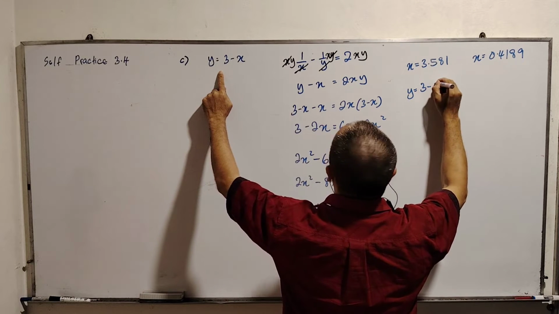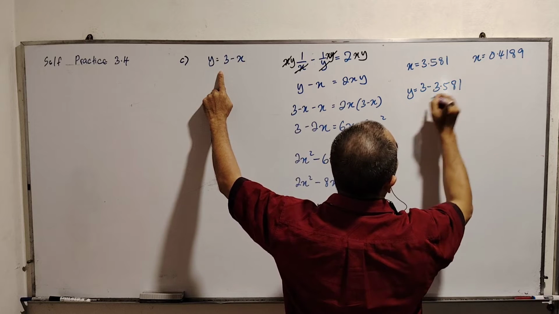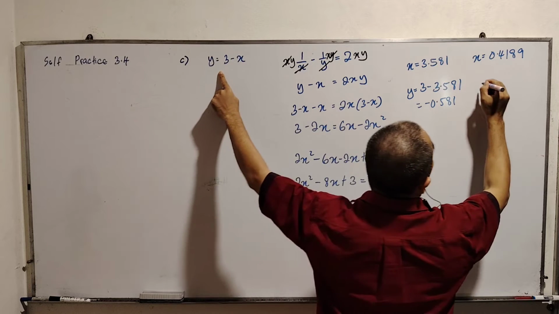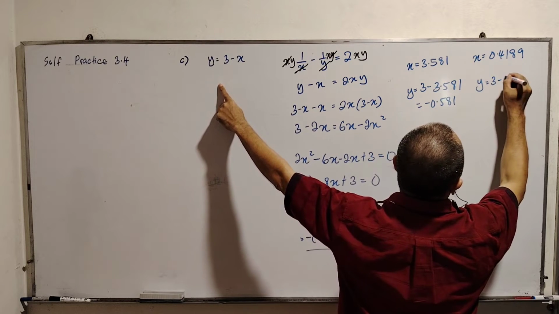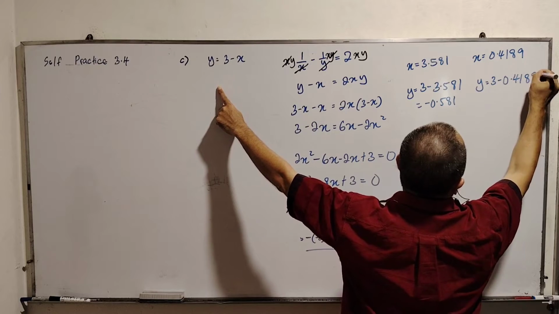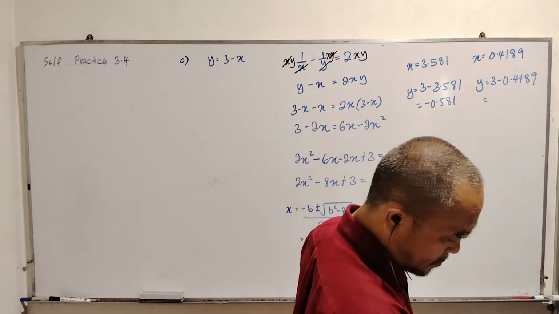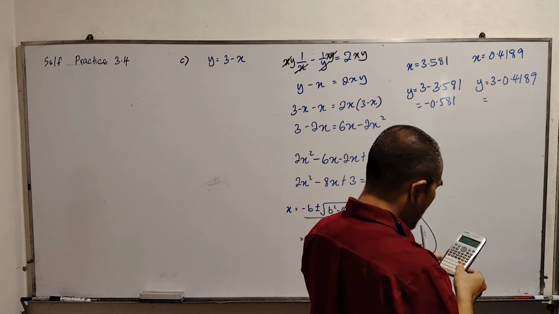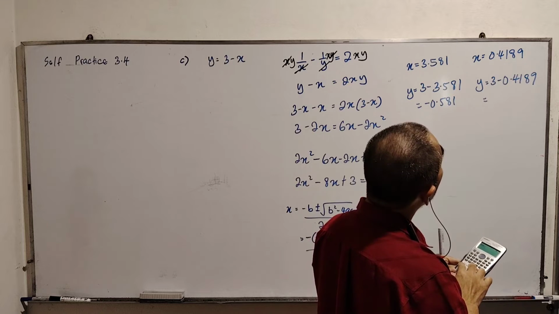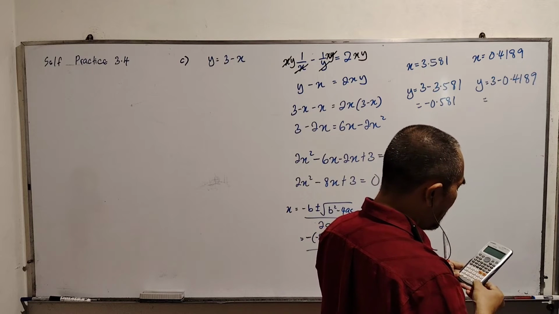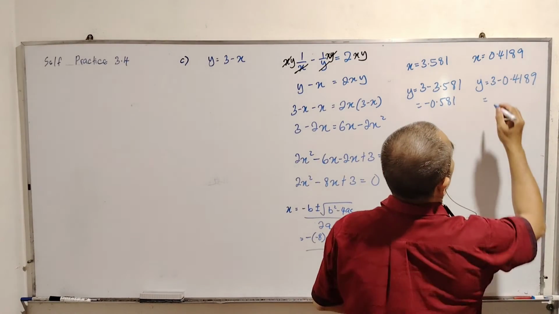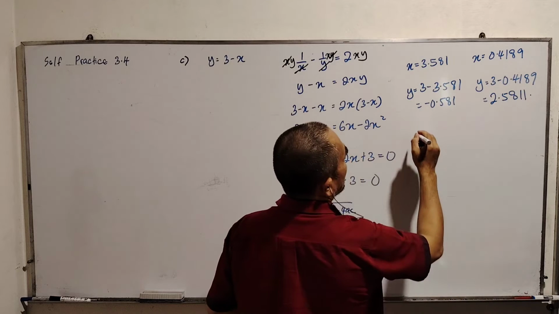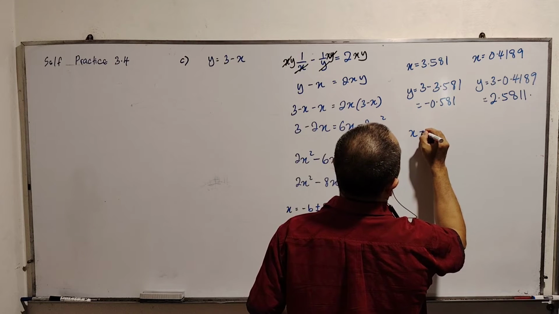So 3 minus 3.581, which is negative 0.581, and the other y is 3 minus 0.4189, which is 2.5811.